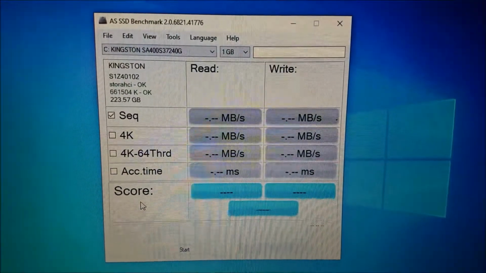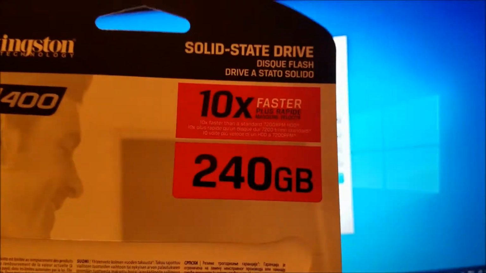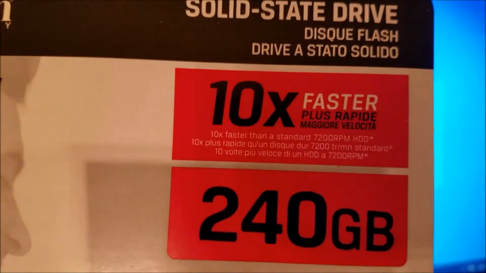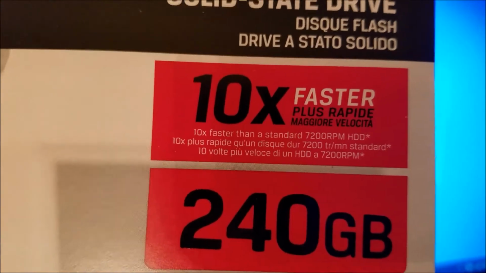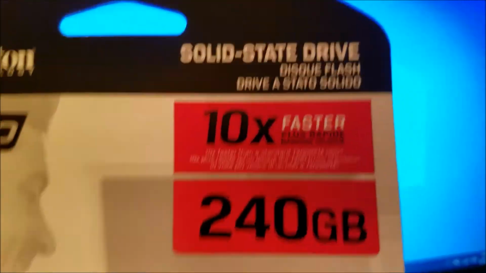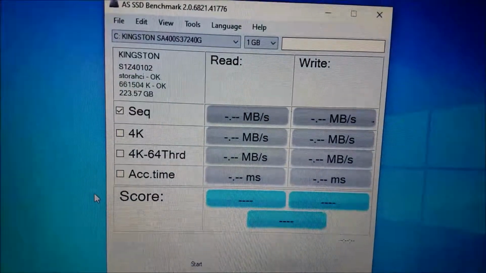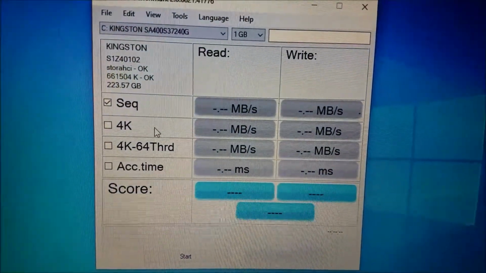So here's the Kingston A400. Remember, this thing's supposed to be 10 times faster than a traditional hard drive, 10 times faster than a standard 7200 RPM hard drive. This is the 240 gigabyte SSD. Let's go ahead and test it, and again, I'm just going to do the sequential read and write test.